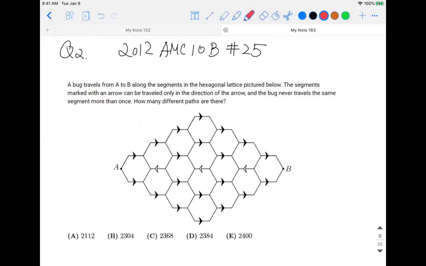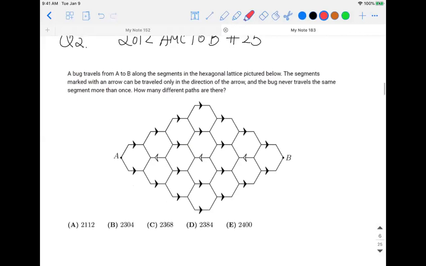So the problem says you have a bug that travels from A to B. Same thing, right? Along the segments in the hexagon lattice of the picture below. The segments marked with an arrow can be traveled only in the direction of the arrow. So something like this. Here, the bug must travel in this direction. Here, it must travel in this direction.